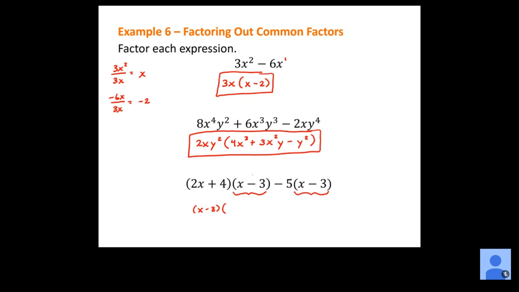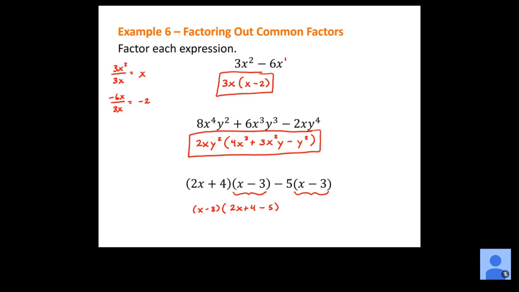Well, if I divide this first product, the 2x plus 4 times x minus 3, if I divide out the x minus 3, all that's left is 2x plus 4. So I'm going to have 2x plus 4 left over here. And then if I look at this last piece, the 5 times x minus 3, if I divide out the x minus 3, all that's left is a minus 5. And so I'm going to get a minus 5 here.